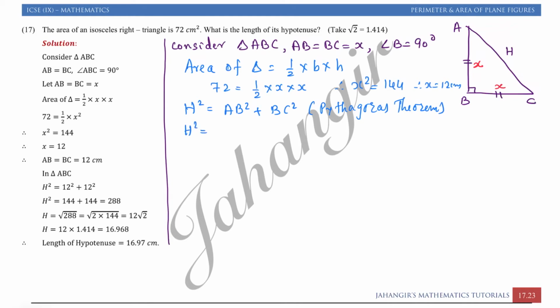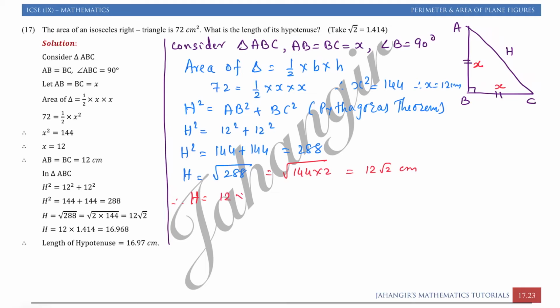So therefore h square is equal to 12 square plus 12 square. So h square is equal to 144 plus 144, that is equal to 288. So therefore h is equal to square root of 288. That can be written as 144 into 2, that is 12 root 2 centimeter. So therefore hypotenuse is equal to 12 into 1.414, which is 16.968, that is equal to 16.97 centimeter.